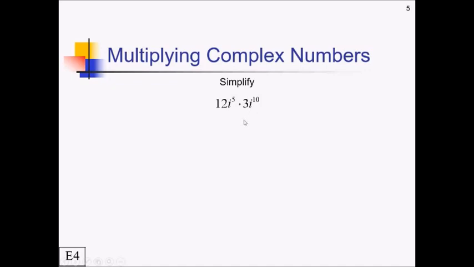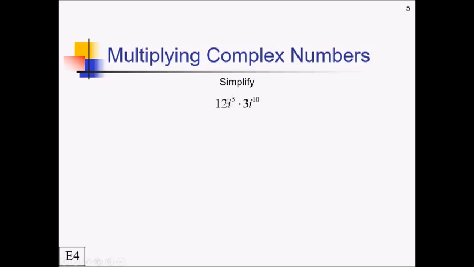If you wanted to, you could simplify these powers of i before multiplying, like we did before we added things that had powers of i. But really that doesn't make a whole lot of sense here, because when you multiply these i's together, you're just going to get some other power of i. You might as well just wait until then to simplify it.